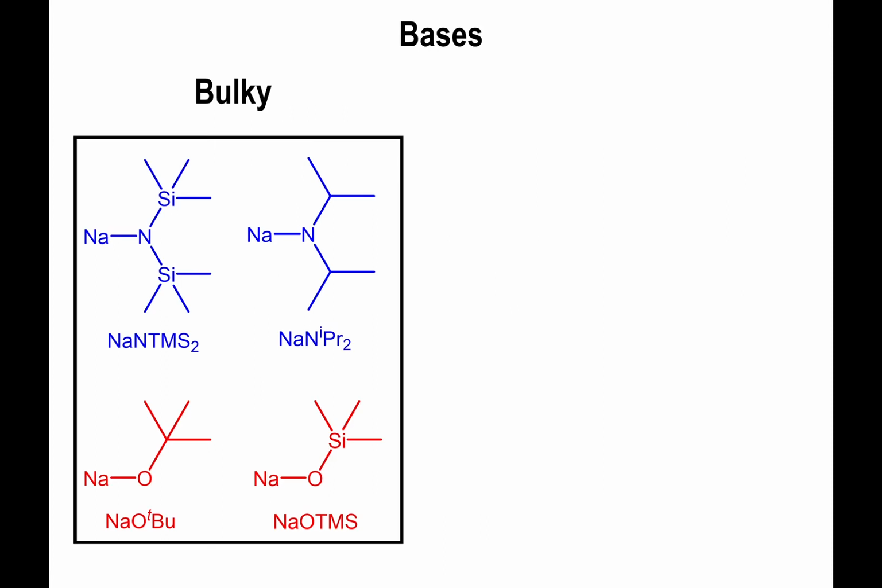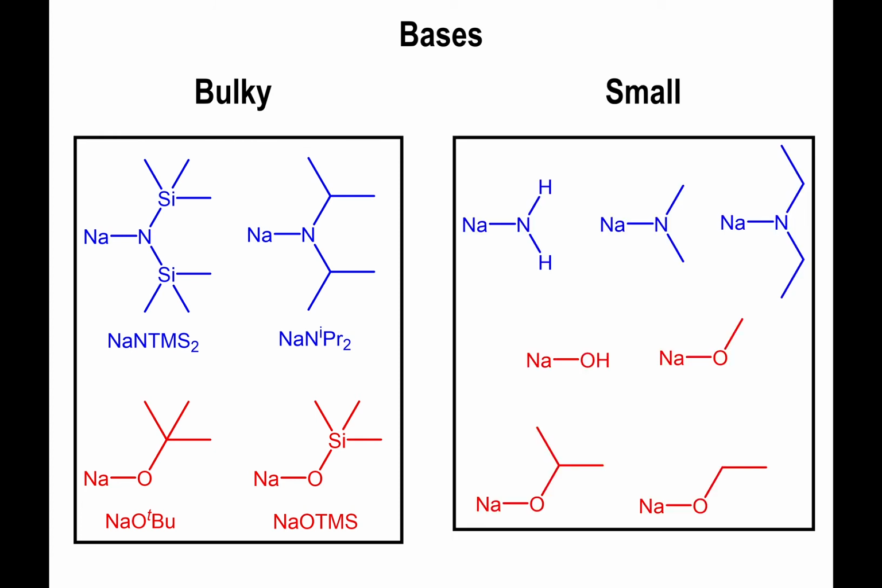And to kind of complete the picture, bulky bases, the ones that I'm most likely going to use are going to be the hexamethyldisilazide or diisopropylamide, or potentially t-butoxide or trimethylsiloxide, right? So those are what I consider bulky bases. And the ones that are considered small are pretty much the ones that use hydrogen as a substituent or just methyl and ethyl. Those are what I consider small.